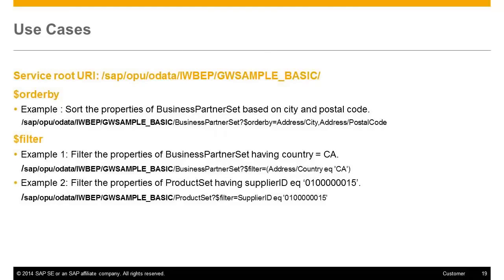With the help of $filter, you can filter the entities based on similar properties of an entity set. For example, filter all business partners who are in Canada. Please note that address is a complex type of business partner entity set, and all the above operations can be applied to any of the properties of the entity set. In the second example, we have filtered all the products having the same supplier ID.